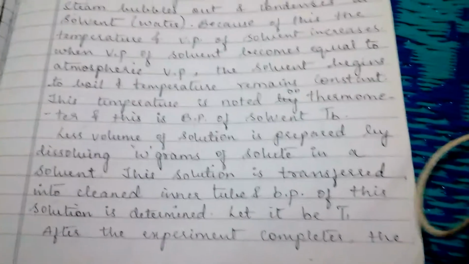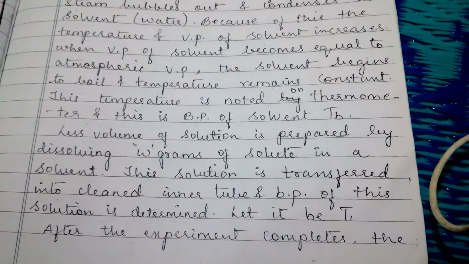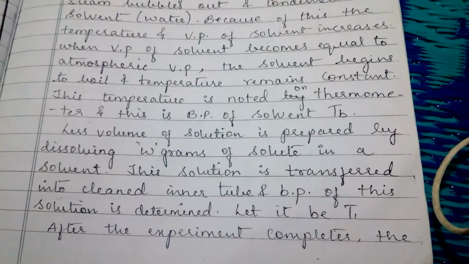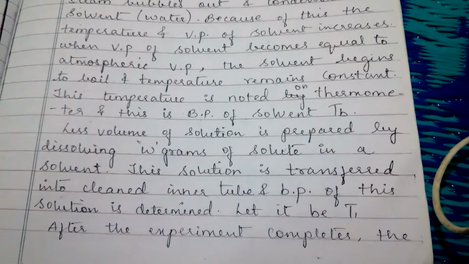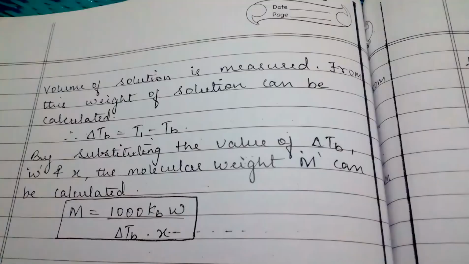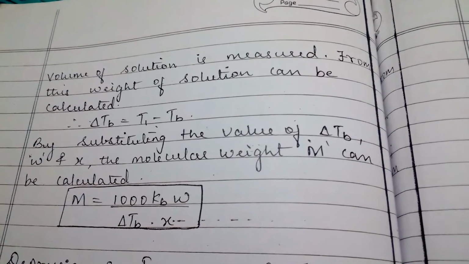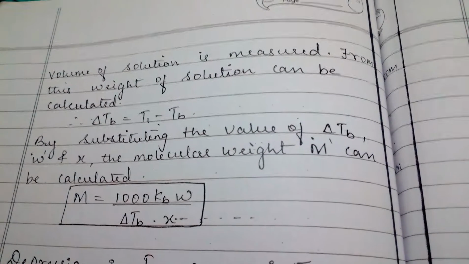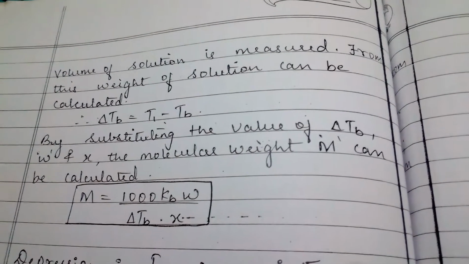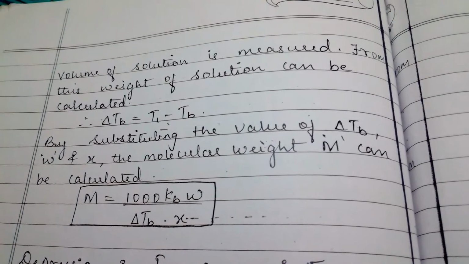A small volume of solution is prepared by dissolving W grams of solute in a solvent. This solution is transferred to a clean inner tube and the boiling point of this solution is determined. Let it be T1. After the experiment completes, the volume of solution is measured. From this, the weight of solution can be calculated. Therefore, delta Tb is equal to T1 minus Tb. Substituting the values of delta Tb, W and X, the molecular weight M can be calculated. M is equal to 1000 Kb W by delta Tb into X.